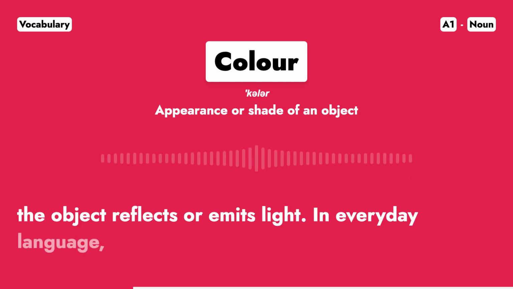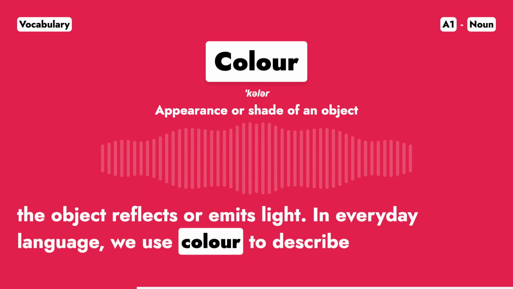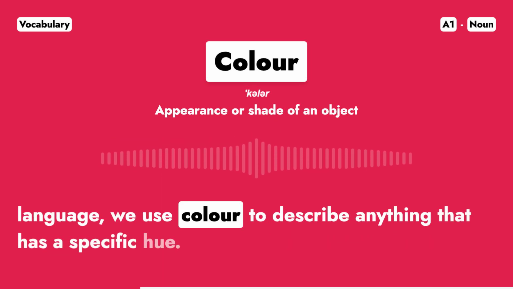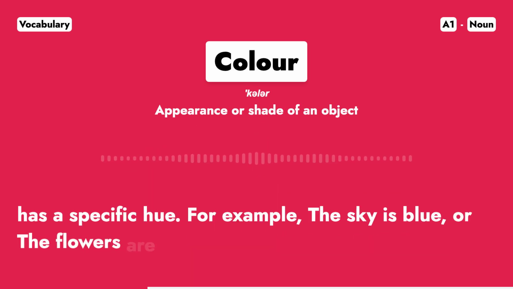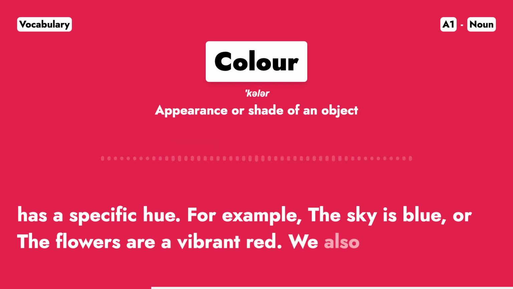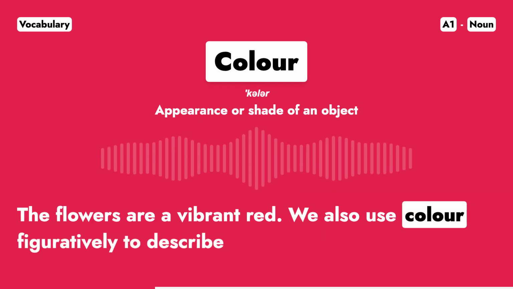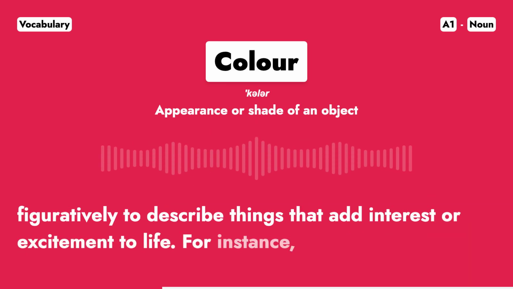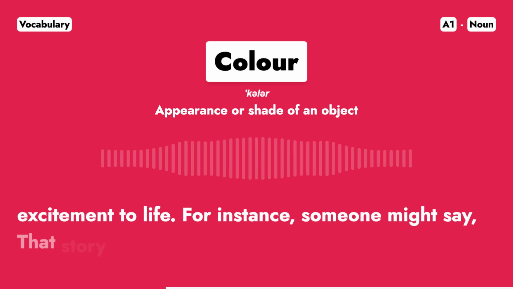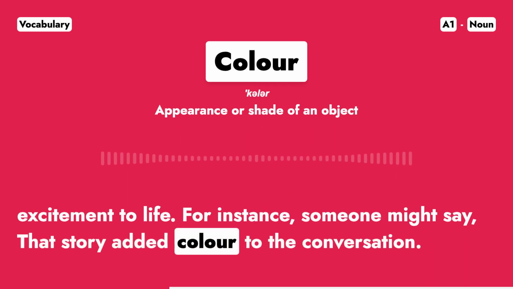In everyday language, we use color to describe anything that has a specific hue. For example, the sky is blue, or the flowers are a vibrant red. We also use color figuratively to describe things that add interest or excitement to life. For instance, someone might say, "That story added color to the conversation."